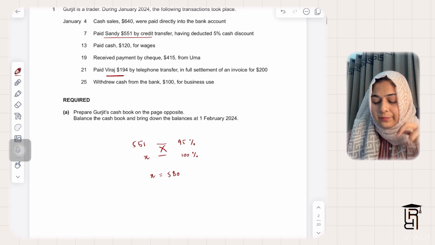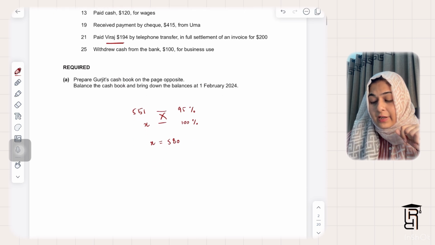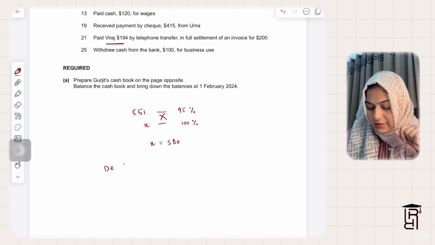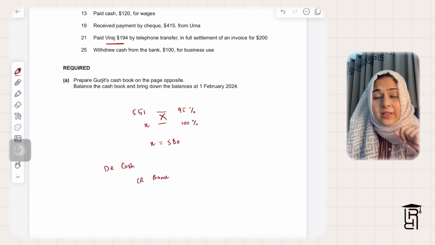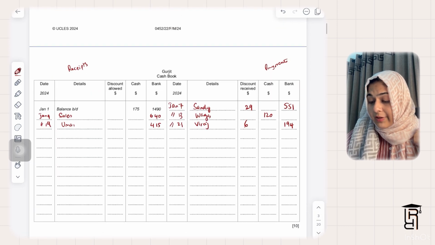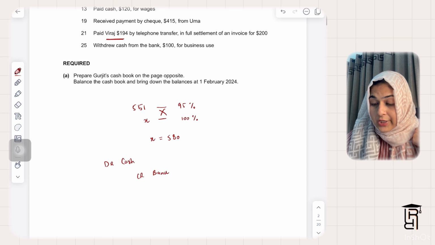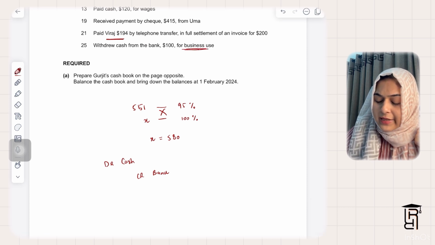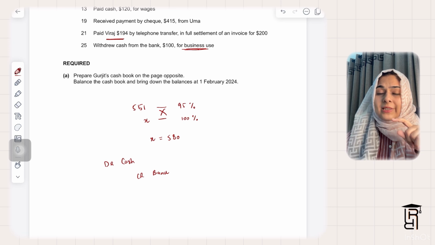In the next transaction, basically the last transaction here, is a contra entry. I know this because they are saying here withdrew cash from bank $100 for business use. That means cash account will be debited and bank account will be credited, because we are taking out money from the business bank account and putting it in our cash drawer. So I will credit the bank account. I'll write here $100, and in the details I will write cash, because this amount is going to the cash account.